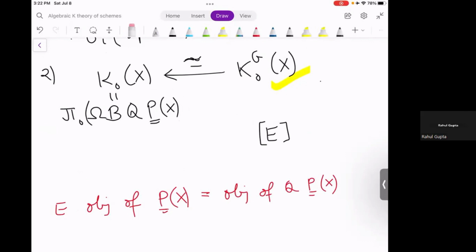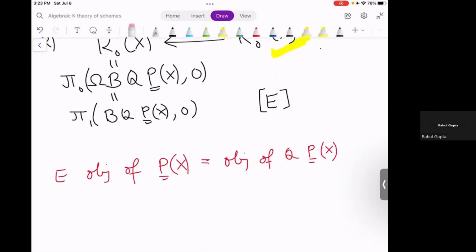Let me write one more thing here. So around 0, this is pi 1, right? So this is pi 1 of BQP_X along this 0. Okay, so now given any E in projective modules, which are generators of this side, I get an object of QP_X. Okay, so this is the object of QP_X.